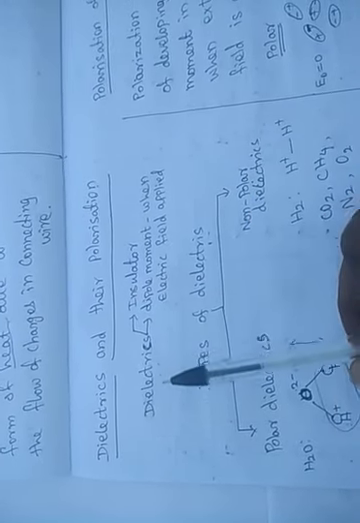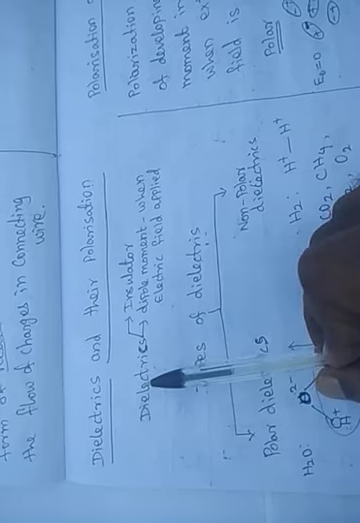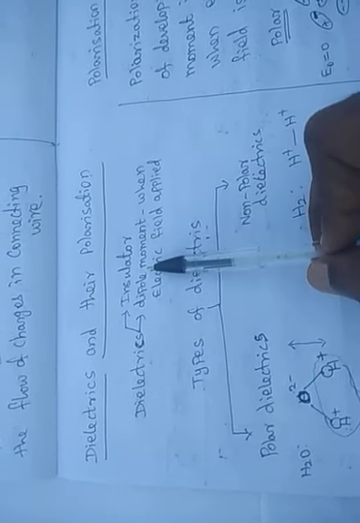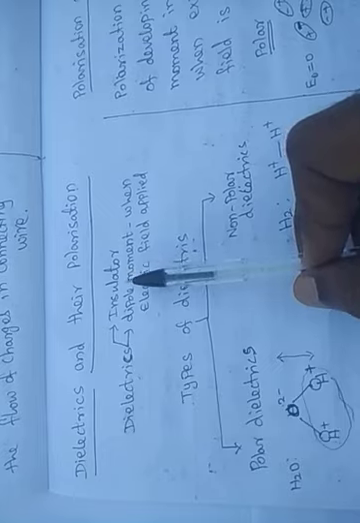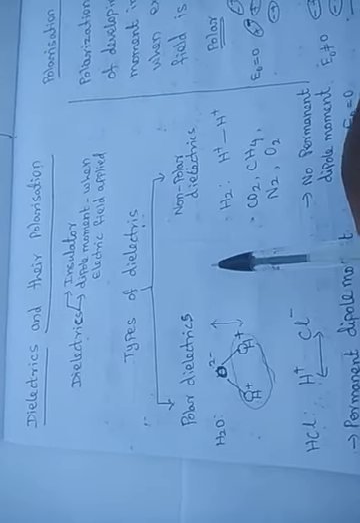In simple words, a dielectric is a material which can store charges in the form of dipoles. That's why we say a dielectric is a material which possesses a dipole moment when the external electric field is applied. Next, we will see the types of dielectrics: polar dielectrics and nonpolar dielectrics.